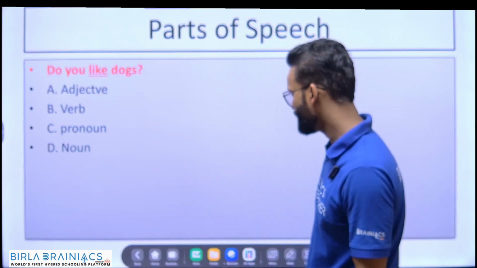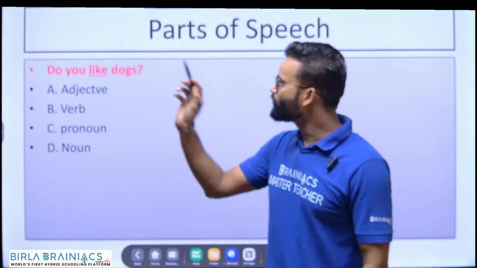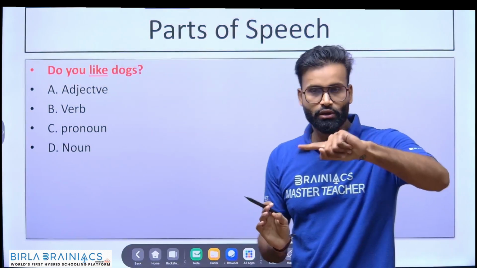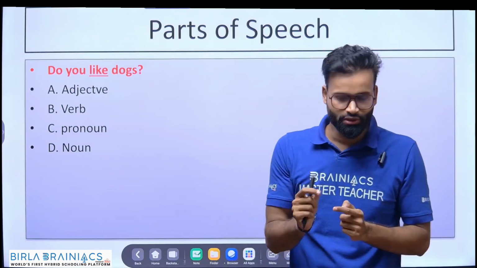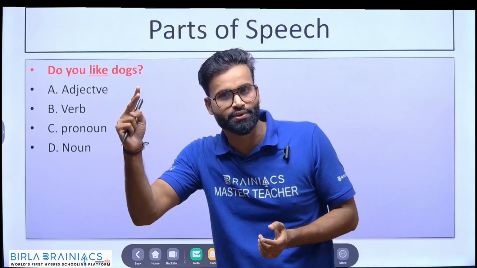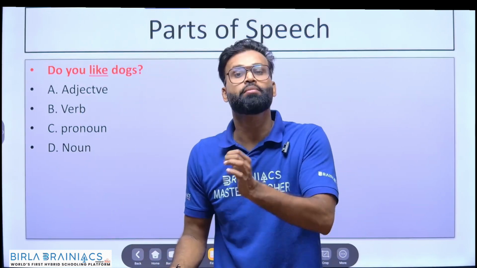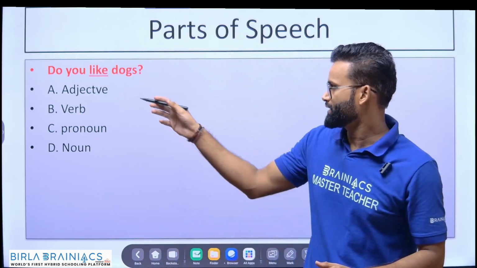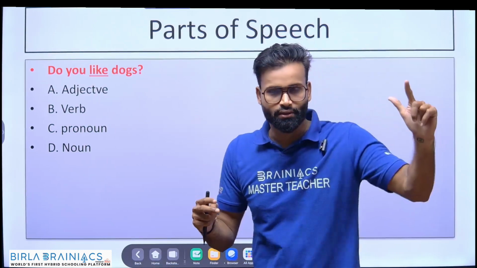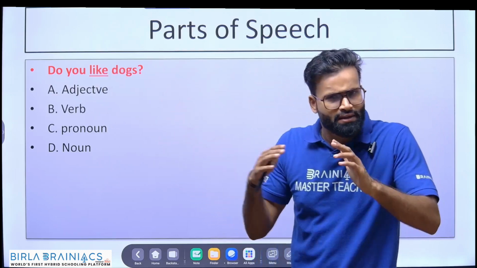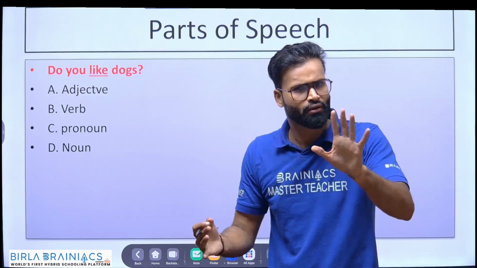Next question. Do you like dogs? Here, the underlined word is "like". Children, in the previous video, I gave you one trick, and that trick was if a word has two more forms, a second form and a third form, 100% it is a verb and it is a main verb. For example, "like" has two more forms, liked, liked. Got it? So it's a verb. Does this word "dog" have any such form? Dogged, dogged? No.